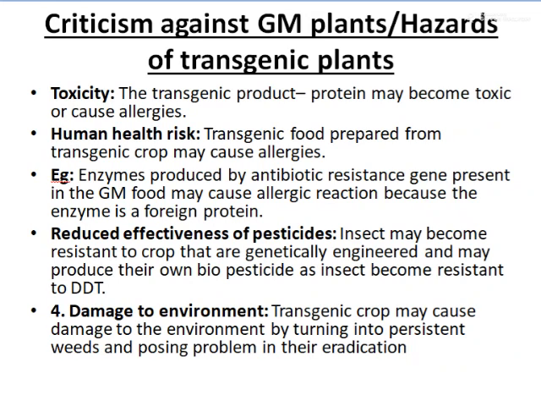Let's have a look at reduced effectiveness of pesticides. Insects may become resistant to crops that are genetically engineered, just as insects became resistant to DDT. Last one is damage to the environment. Transgenic crops may cause damage to the environment by turning into persistent weeds and posing problems in their eradication.